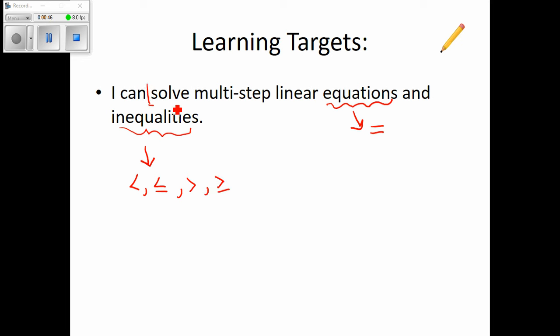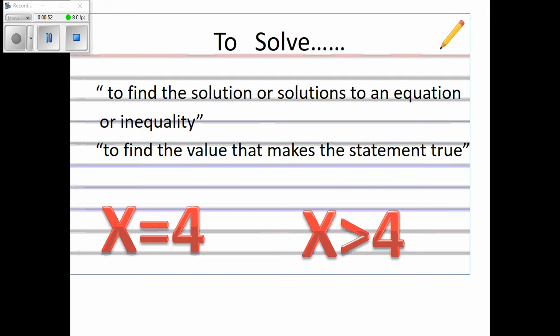And then let's talk about the word solve. So that's on the next slide. Solve means to find the solutions or solution to an equation or an inequality. Okay, so for the equations that we're going to do today, we are going to find one solution. For the inequalities that we are going to do today, we will be finding multiple solutions, not just one. Another way to say what solve means is that you find the value that makes the statement in front of you true.